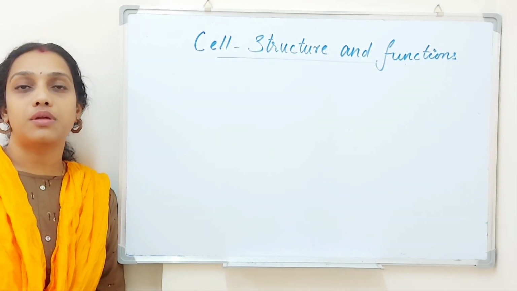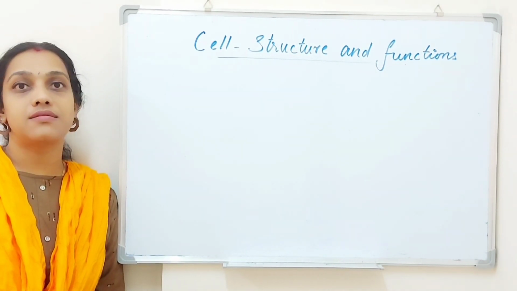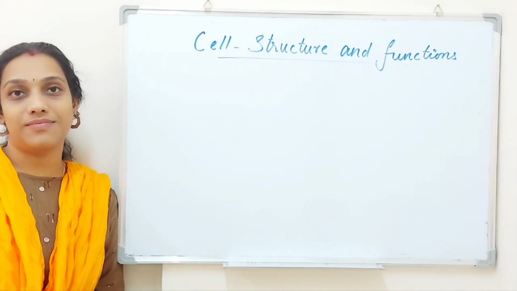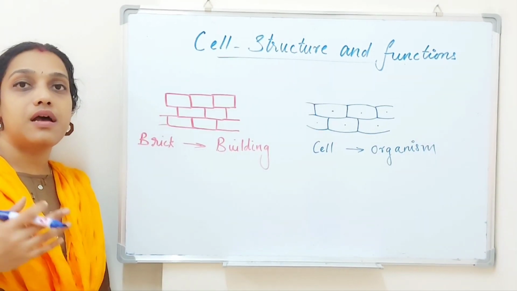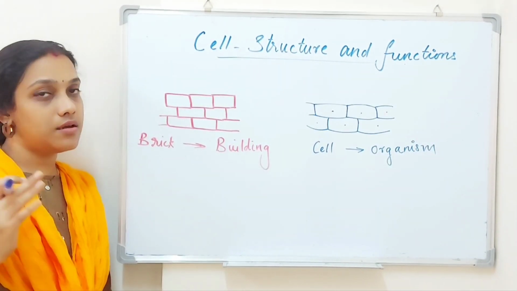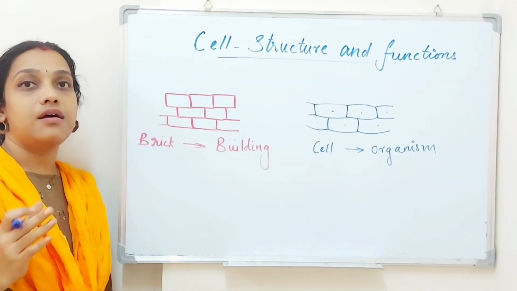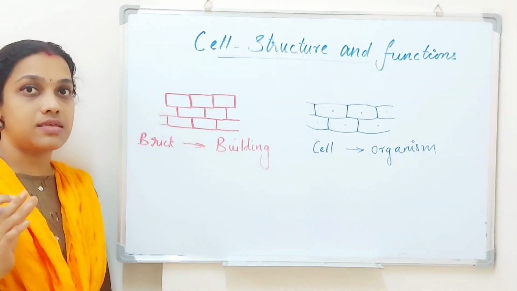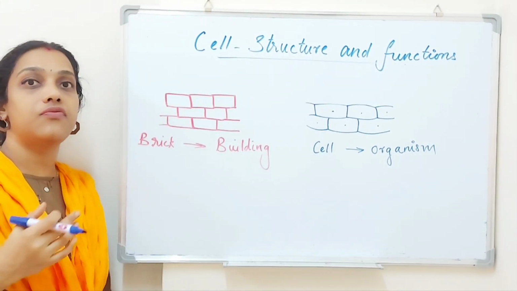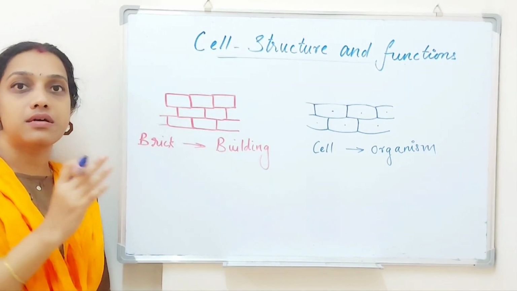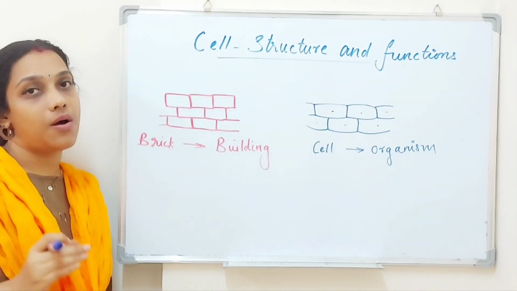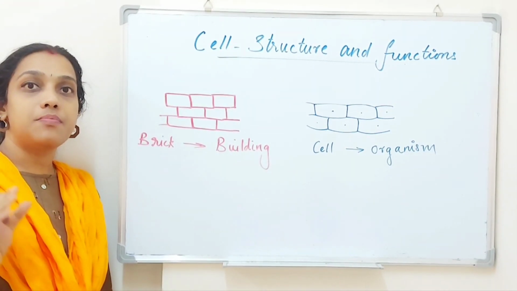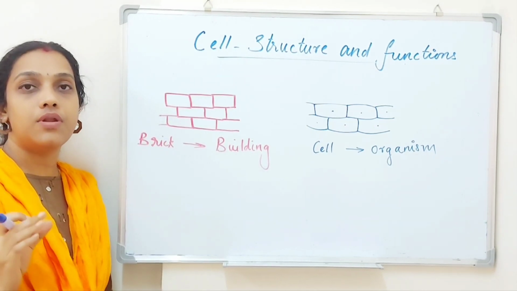Like that, all the organisms are also having such a basic structural material, and that structural material is known as a cell. So we discussed bricks are the basic building materials of any construction. Like that, a cell is a basic structural and functional unit of any organism. As how a brick contributes in the formation of a building, like that only a cell contributes in the formation of an organism. So in short, we can say that cell is a basic structural and functional unit of an organism.